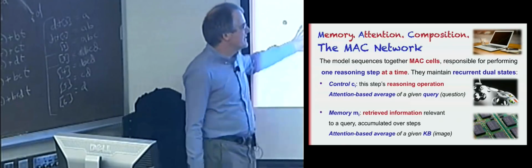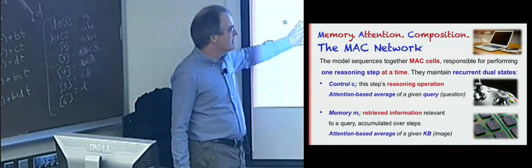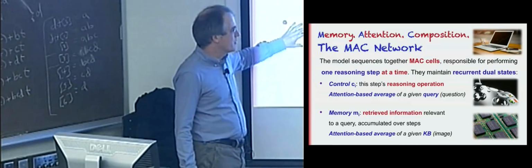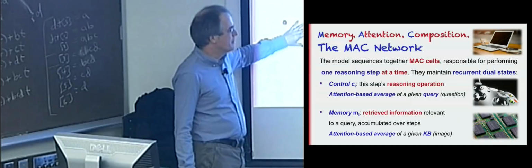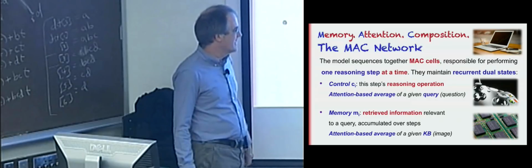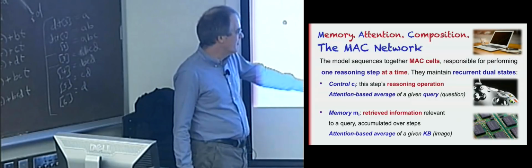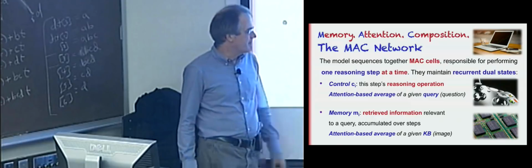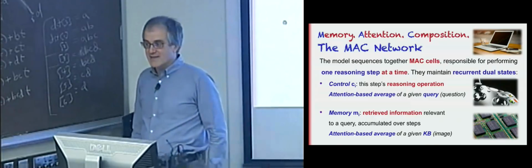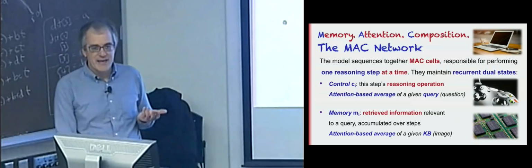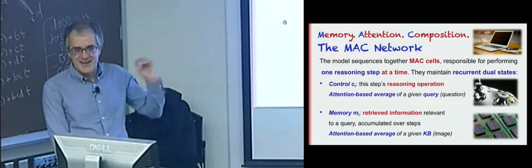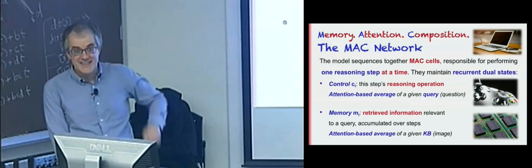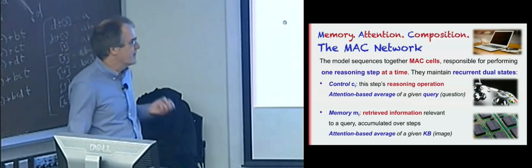The memory state is going to maintain retrieved information relevant to a query, which we can accumulate and manipulate over steps. And it's going to come from being an attention-based average over a given knowledge base. In our particular example here, we don't really have a knowledge base. Our knowledge base is going to be that image that you're looking at to answer the question.